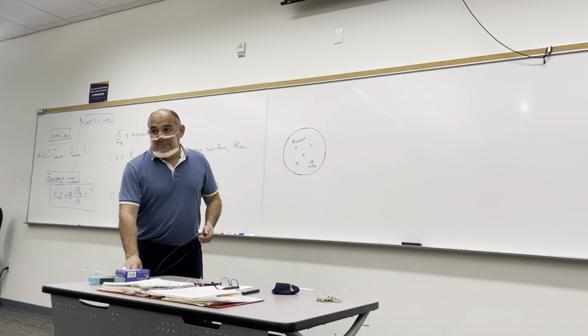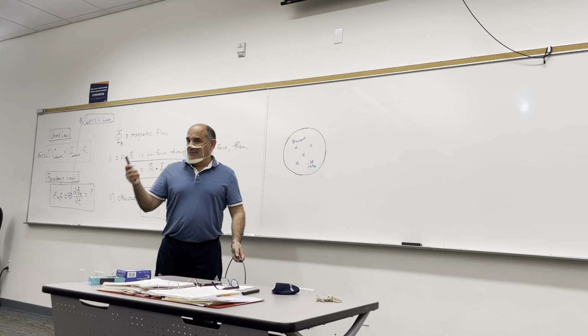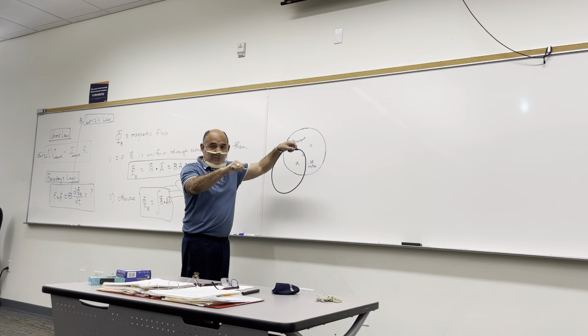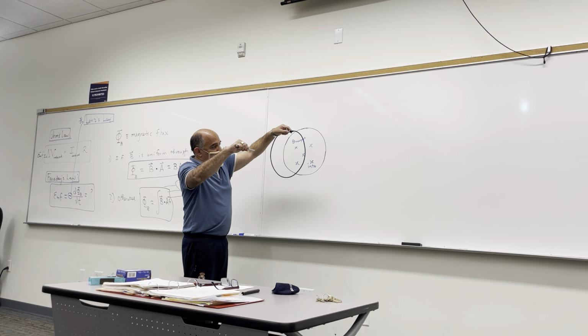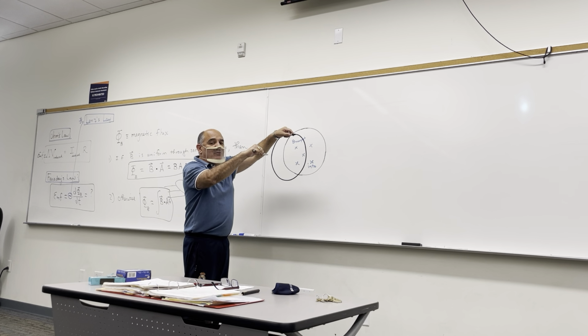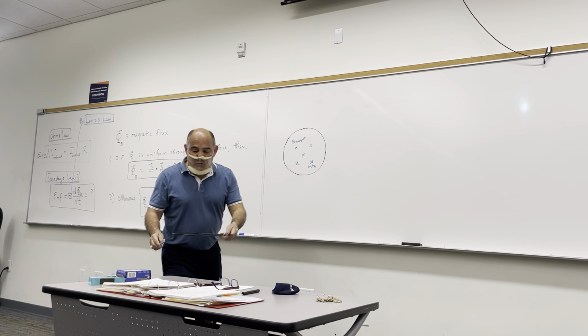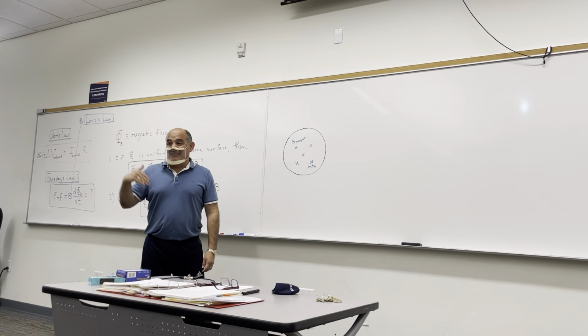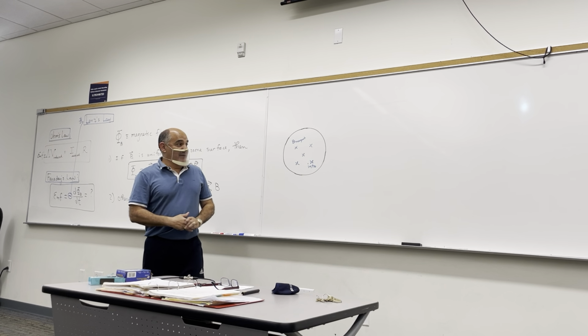Now, what if I do something to this magnet? Which one would you like me to move it, towards or away? Towards. Did you say towards? What if I move it towards the loop? As I move it towards the loop, do you think the magnetic flux through the loop is going to increase or decrease? Increase.